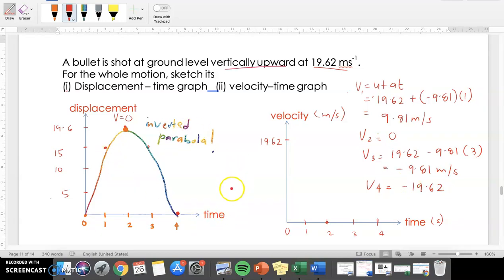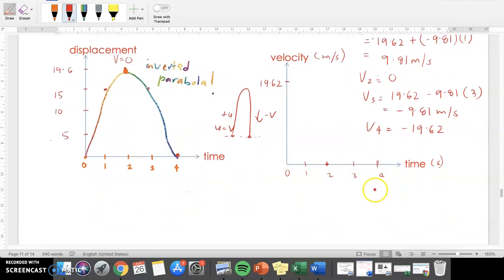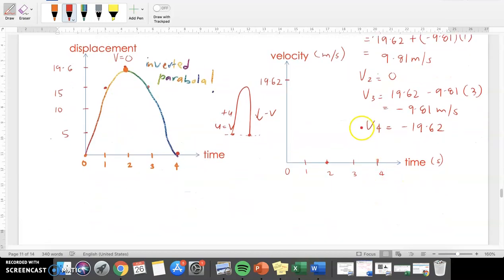Remember, they are going like this. So if they reach at the same level, the U will be equal to V. The only difference between them is the direction. So U will be positive. V going downwards is a negative. Okay, so the V4 is 19.62, and my graph is wrong because I need to make space for a negative value. So let's just add that here roughly.